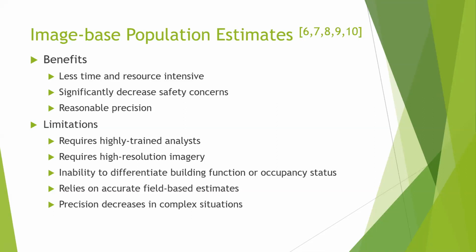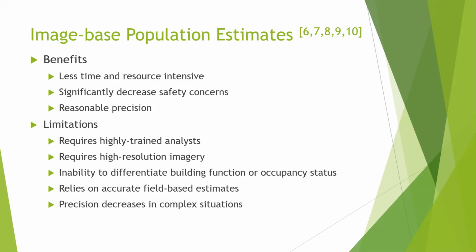However, some of the limitations associated with image-based population estimates are that they require highly trained analysts to support both the manual and automated feature extraction methods. They require high resolution imagery, which may be hard to find, which may not actually be available or cost a lot of money. Additionally, compared to field-based population estimates, image-based population estimates have the inability to differentiate building function or occupancy status, which may lead to overestimation.